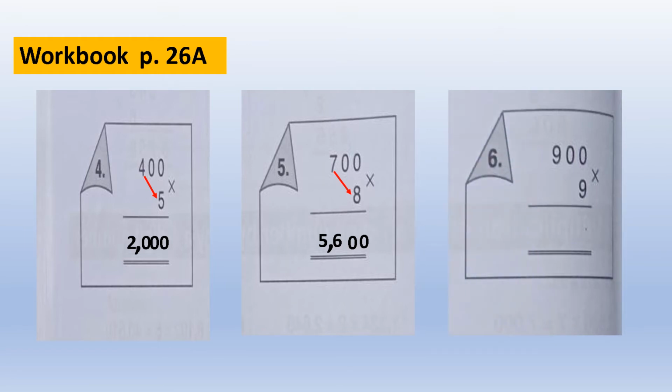Number 6, the same. Multiply 9 and 9. That will give you 81. And then add two zeros. And then put a comma after 1. So you say 900 times 9 is equal to 8,100.